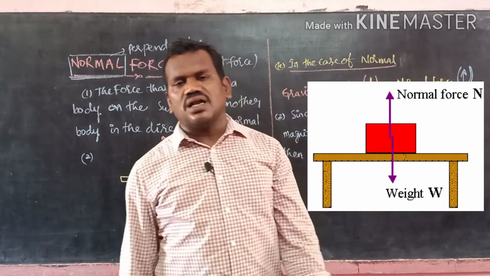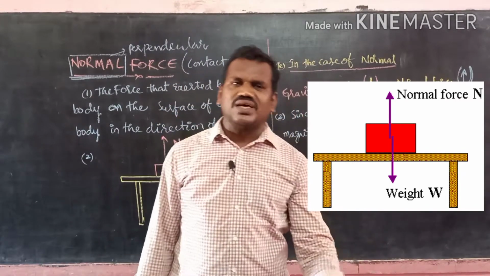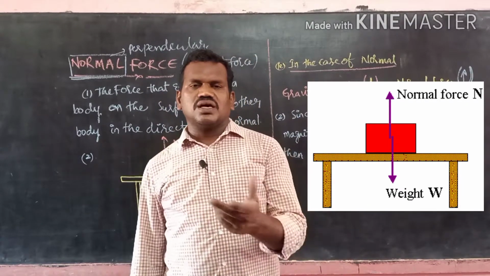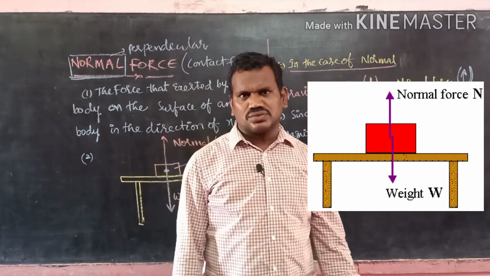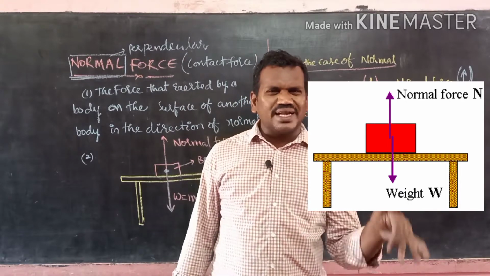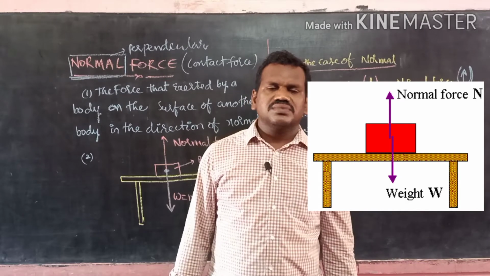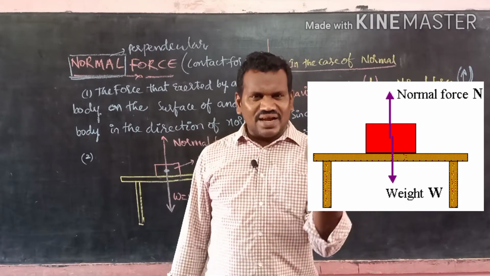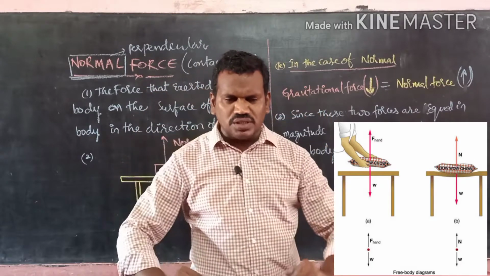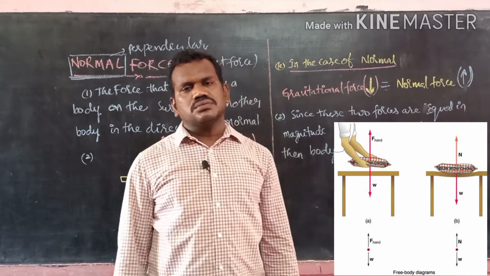Because, as we already know, every object is attracted towards the center of the earth with a certain force. That force we call gravitational force. In physics, that gravitational force is numerically called the weight of the body. The gravitational force acting on the body always pulls the body normally downwards.